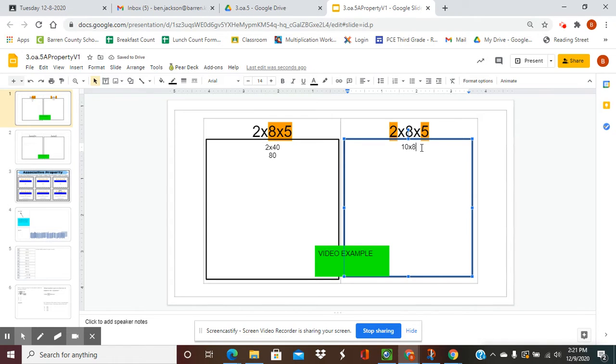I still have an 8, so I've got to put times 8. And if I multiply 2 times 8, I am going to get 80. Okay, so that is two different ways that I've solved the problem. Okay, now let's look at the next one.